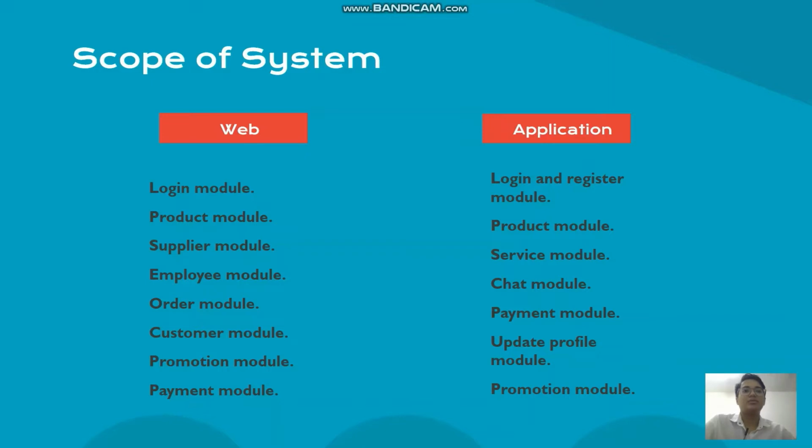for them to request. And then there will be a chat module for the customer to chat with the admin if there is any problem. And then there will be a payment module, where after the customer requests any service, they need to make a payment. And then the update profile module is where the customer can update their profile details, and then they can update their car details. And then lastly is the promotion module, where the customer can view the promotions made by YS Auto in the application.